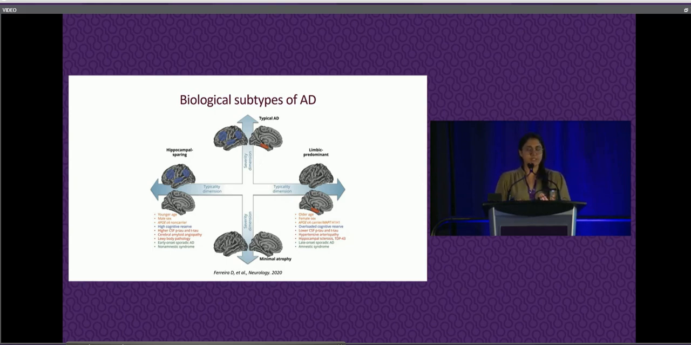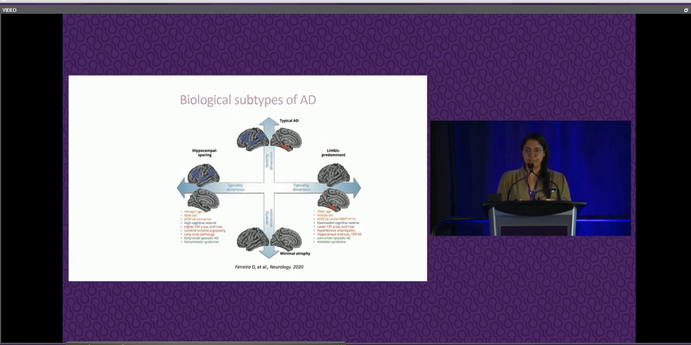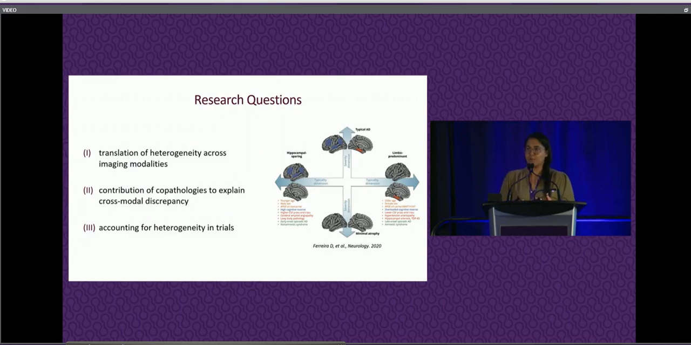And individuals can be differentiated based on whether they exhibit a hippocampal sparing pattern versus a limbic predominant pattern. Along the vertical, we have the severity dimension, which captures the overall burden of the pathology or overall neurodegeneration. And it separates, for example, a typical pattern from a minimal atrophy or a minimal tau pattern. All these different subtypes or patterns are associated with unique features such as demographics, sex, risk and protective factors, and co-pathologies. So with that framework in mind, I want to discuss 3 main points in today's talk.